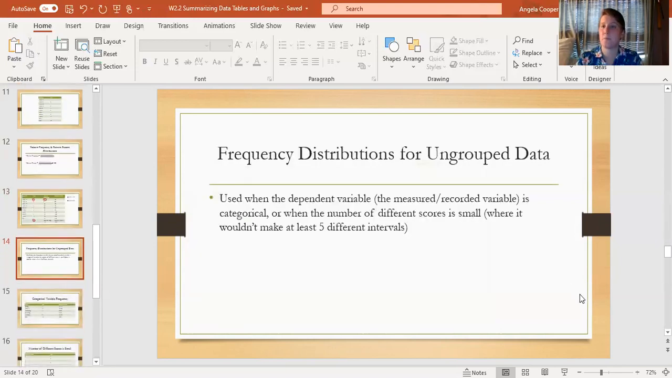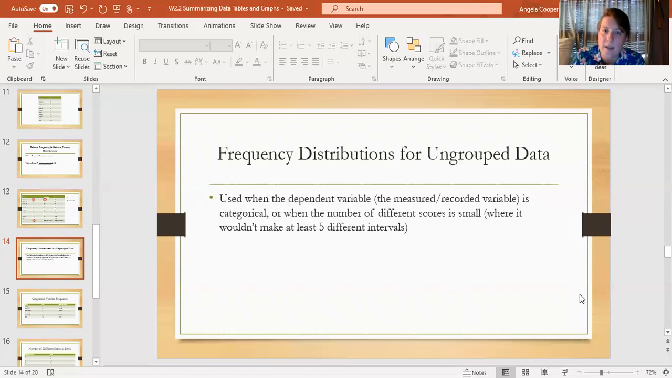So, frequency distributions for ungrouped data. For grouped data, the statistician or the person making the frequency distribution is the one creating these different groups. I know it gets a little complicated when I say grouped data and ungrouped data when we're both kind of dealing with groups. However, keep in mind that with grouped data, you are making the groups. And with ungrouped data, the groups are already available to you.